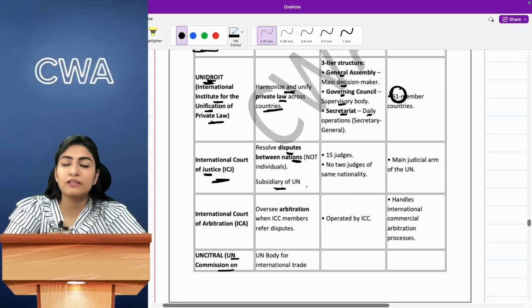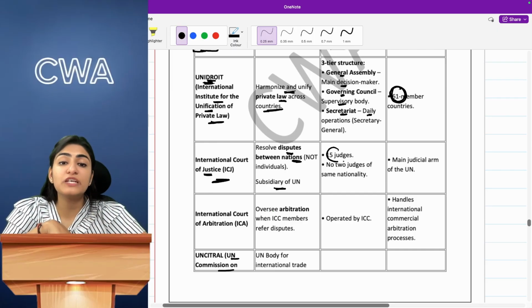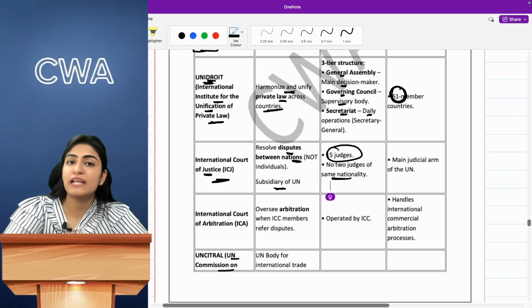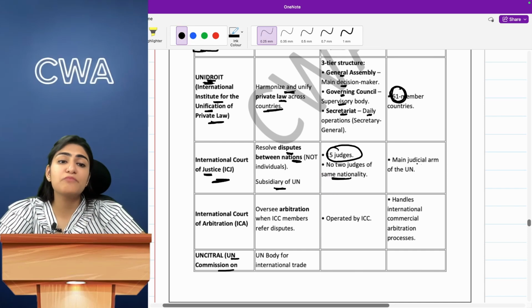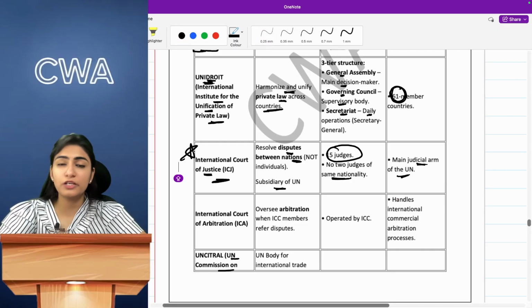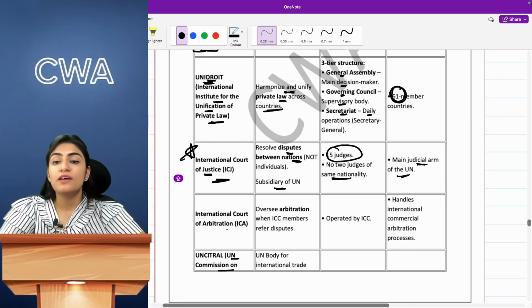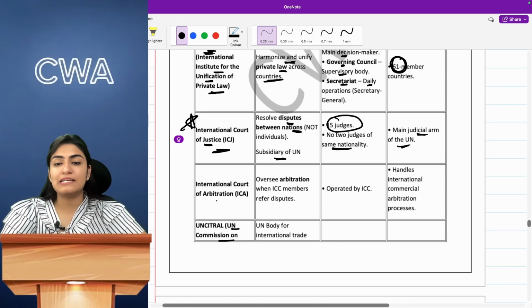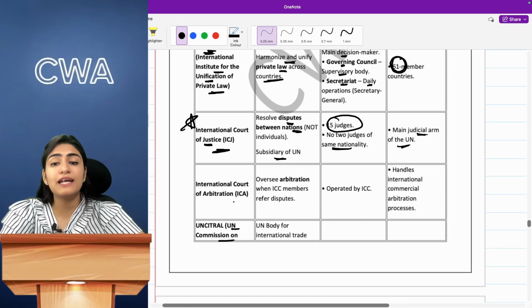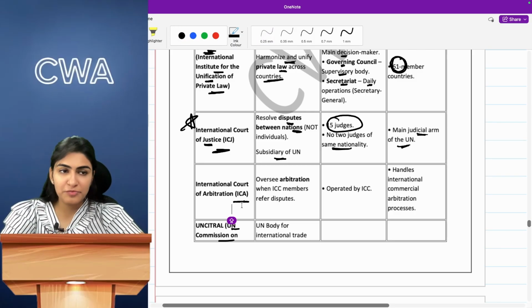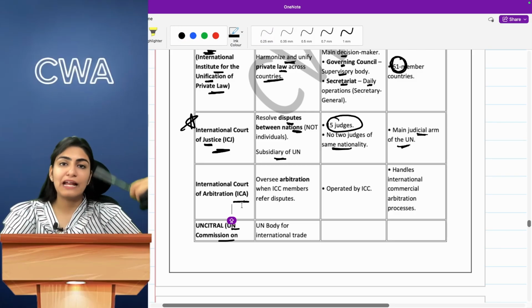It is a subsidiary of UN. It has 15 judges and no two judges are of the same nationality. It is the main judicial arm of UN. Something very important that you should remember. The last one, having already discussed UNIDROIT, is the International Court of Arbitration. What do you mean by arbitration? We will be covering that in our next lecture, in fact.